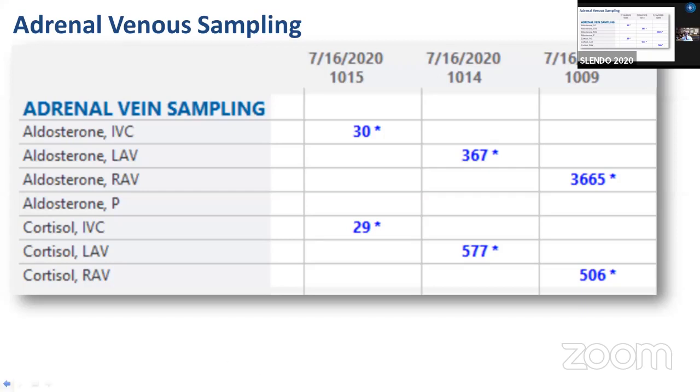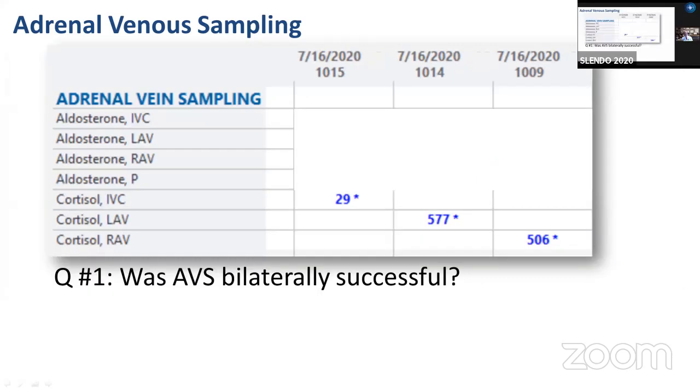And you can see the aldosterone level from the IVC is 30, aldosterone from left adrenal vein is 367, aldosterone from right adrenal vein is 3,665. So it's pretty obvious that the right adrenal is the culprit, but I'm just going to walk through a couple important points here with you.